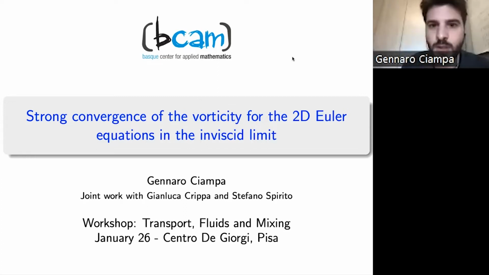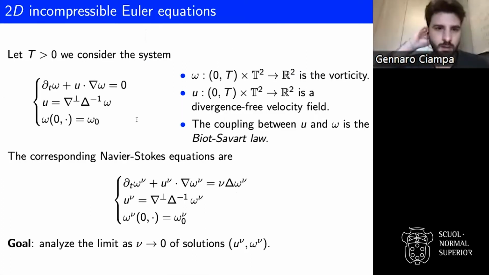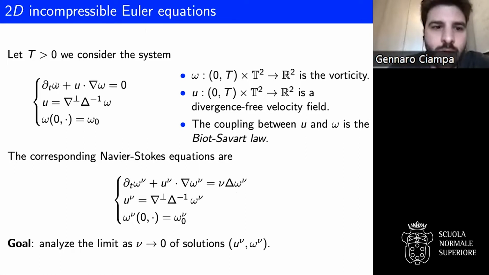So let me start by introducing the main character of the talk. Here on the left, you can read the Cauchy problem for the vorticity Euler equation. Omega is the vorticity of the fluid we're considering, U is the velocity, and we are going to deal, for simplicity, with solutions which are defined on the two-dimensional torus in space, and the solutions are global in time, in the sense that capital T is as big as we want but finite.